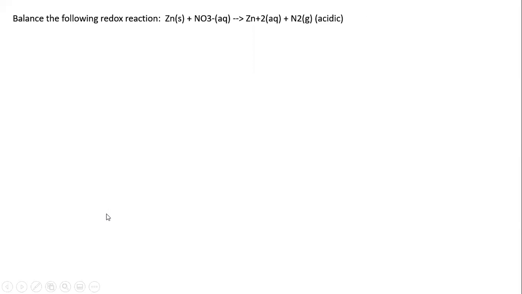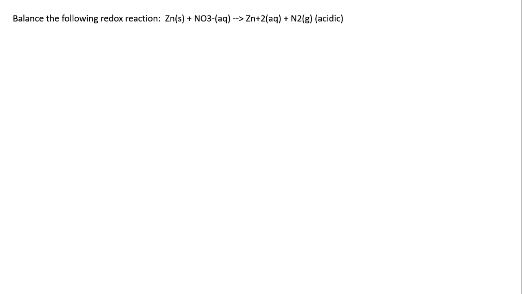Now we're getting into a little bit of electrochemistry, and electrochemistry deals with redox reactions. One of the things we do with redox reactions is balance them, and the problem usually indicates what type of medium we're balancing the reaction in. So there are two types of medium.